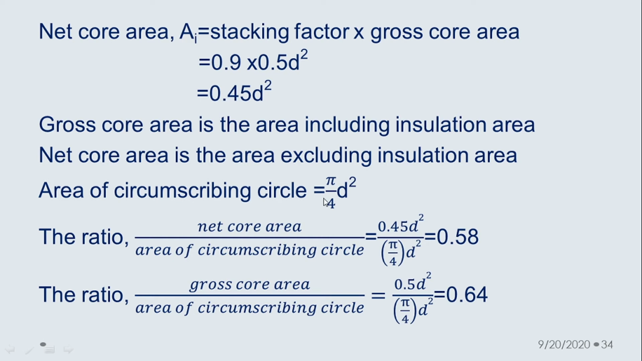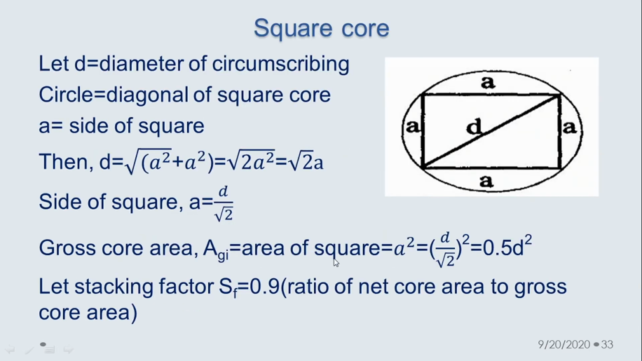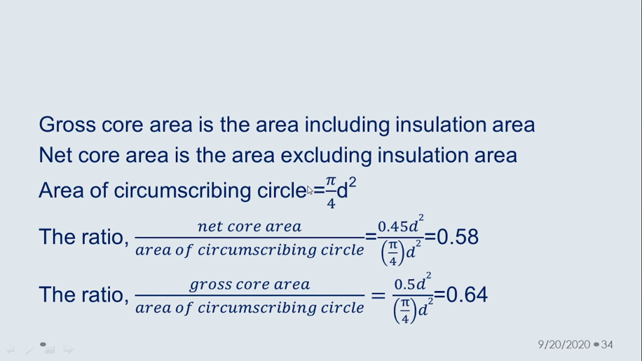Now, the area of the circumscribing circle, if you see, is pi by 4 into d square, correct? Area of the circumscribing circle means it is the total area. So if you take the ratio of net core area to the area of the circumscribing circle, 0.45 d square divided by pi by 4 d square, you will be getting 0.58.